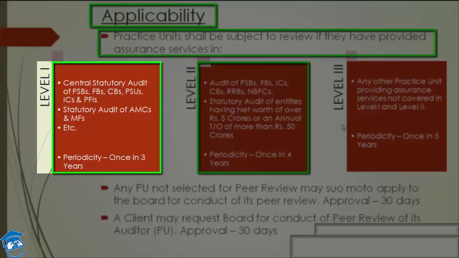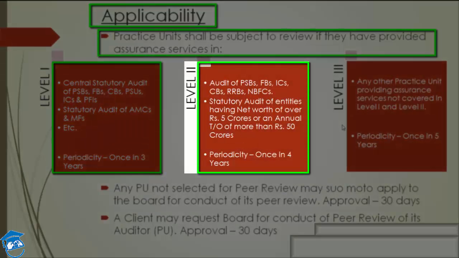Now coming to level 2. You will be categorized under level 2 only if you have done some statutory, internal, concurrent, system audit or tax audit, or any of the departmental review of the branches or offices of public sector, private sector or foreign banks, any of the insurance companies, cooperative banks, statutory audit for regional rural banks, statutory audit for non-banking financial institution companies. Then comes the statutory audit for entities having a net worth of over 5 crore or an annual turnover of more than 50 crores during the period under review. If you have completed the audit, or I should better say assurance services, for any of these companies, then your practicing unit will be covered under level 2.